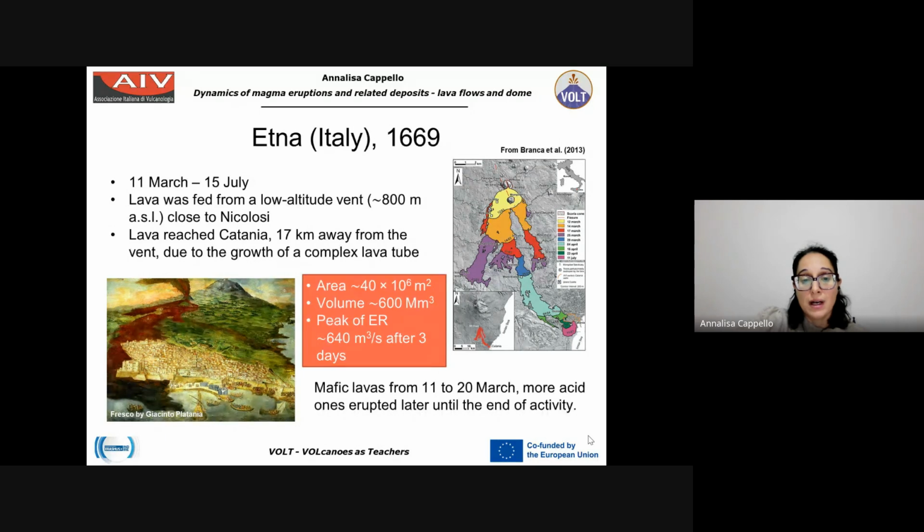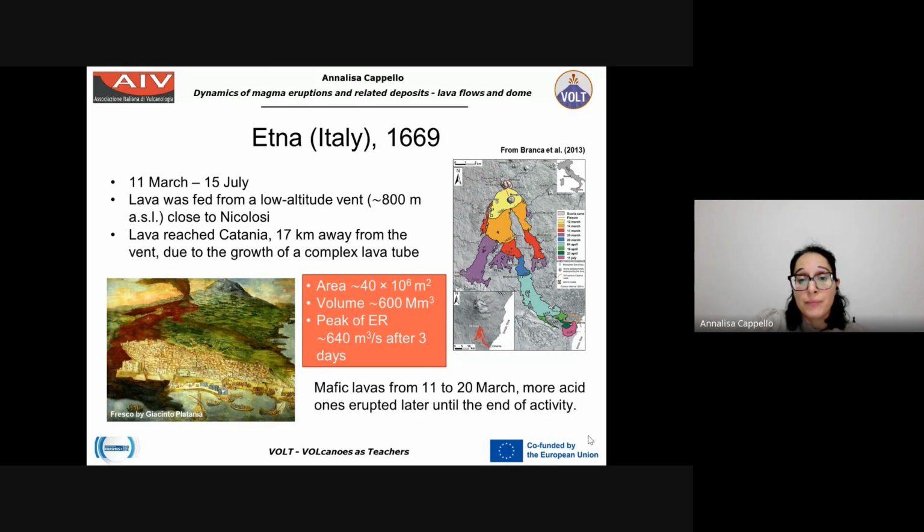Lava was basically mafic in the first days, and then was more acid until the end of the activity.